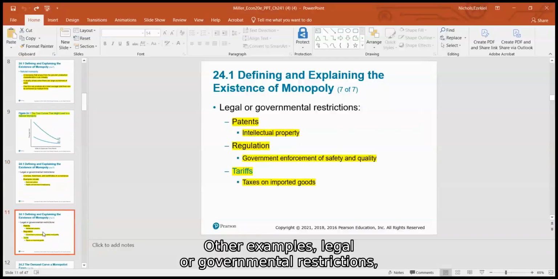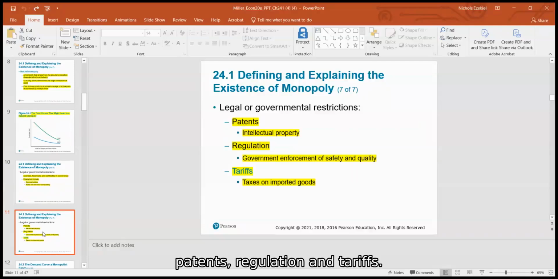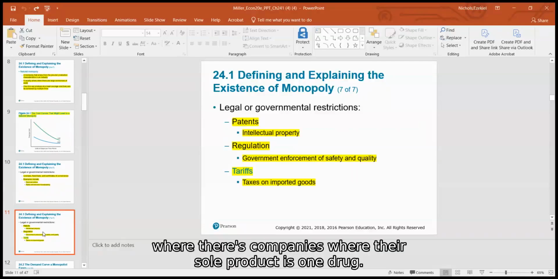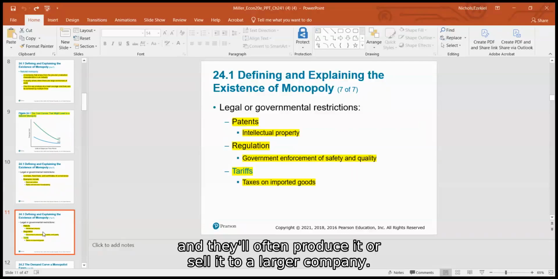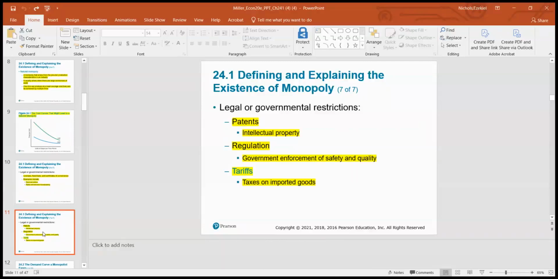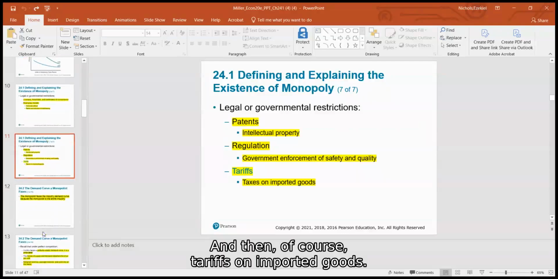Other examples, legal or governmental restrictions, patents, regulation, and tariffs. Patents, when you invent something, you're granted a patent on it, which gives you the right to sell it for 20 years. Lots of examples in the pharmaceutical industry where there's companies where their sole product is one drug. And if it's approved, they gain a patent for it, and they'll often produce it or sell it to a larger company. Government regulation, for example, Amtrak is a monopoly on legal travel by train in the United States. And then, of course, tariffs on imported goods.